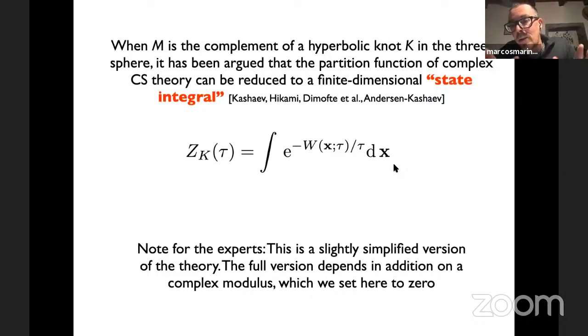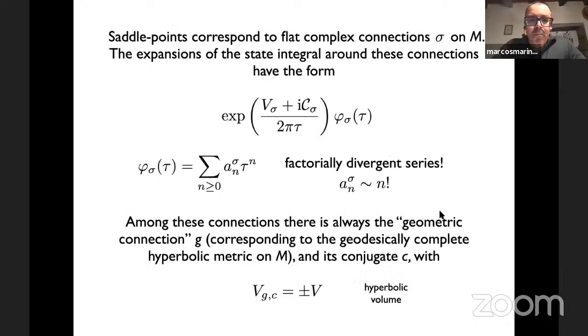So for example, in the example I will consider, this is actually a one dimensional integral. And you could think that you can use all these techniques that you use in standard saddle point analysis, like for example, you would do for the Airy function. So if you look at the saddle points of this finite dimensional integral, of course, they have to be related to what you would call instantons in complex Chern-Simons theory. Now, instantons in complex Chern-Simons theory are flat complex connections on the manifold M.